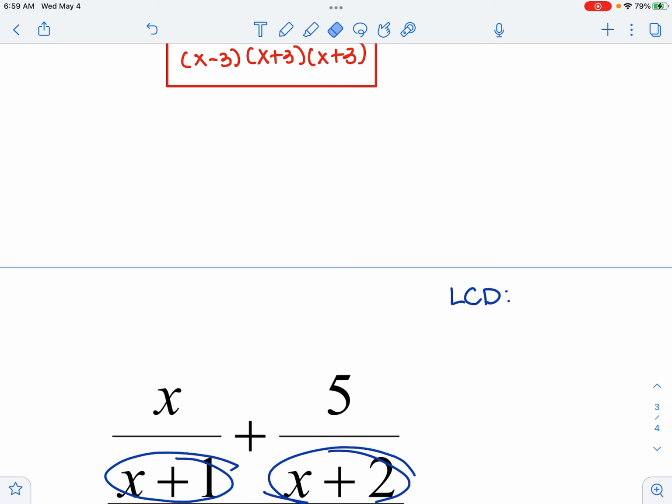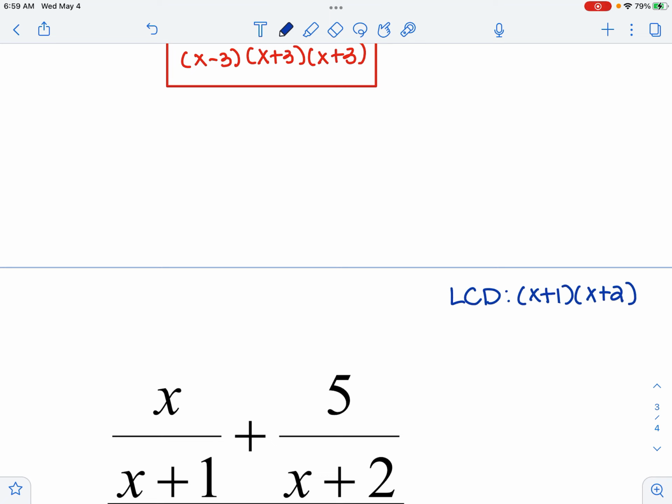They're already factored, so it's nice that I don't have to factor them. Or they're not factorable, I should say. X plus 1 times x plus 2 is my least common denominator for my numerator. All right, so now I'm going to get both of my denominators to be this. This already has an x plus 1. I need to multiply it by x plus 2 over x plus 2.